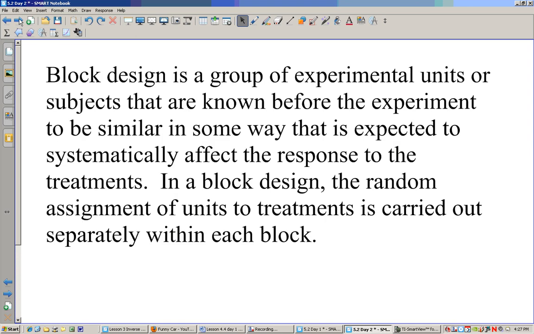A block is a group of experimental units or subjects that are known before the experiment to be similar in some way that is expected to systematically affect the response to the treatments. In a block design, the random assignment of units to treatments is carried out within each block.